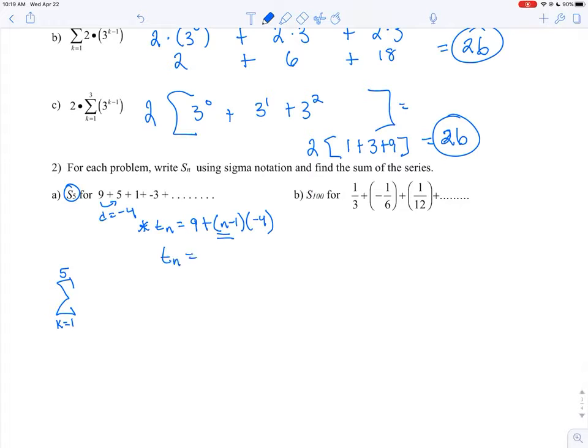So if we simplify this, if we distribute through and combine like terms, we're going to get what? T sub n equals -4n plus 13. This is the value that's going to go right here. So -4n plus 13. This is the way we would write our sigma notation for this problem.